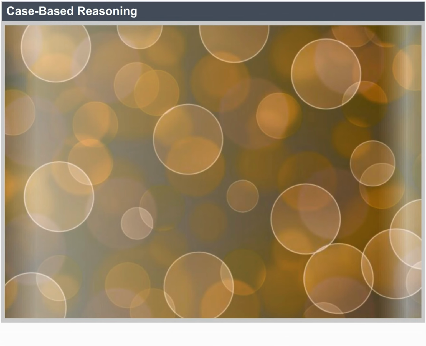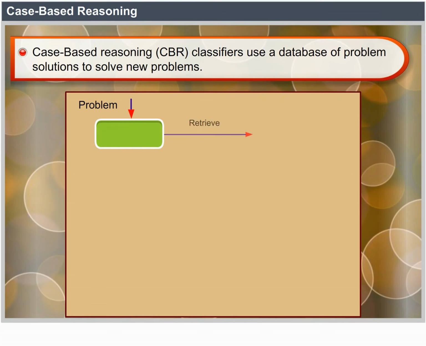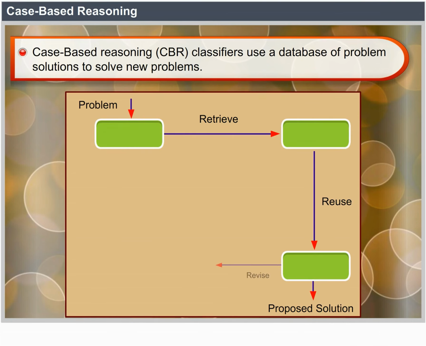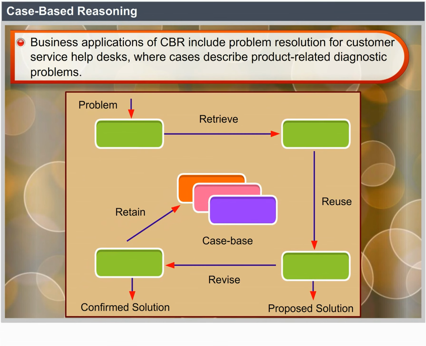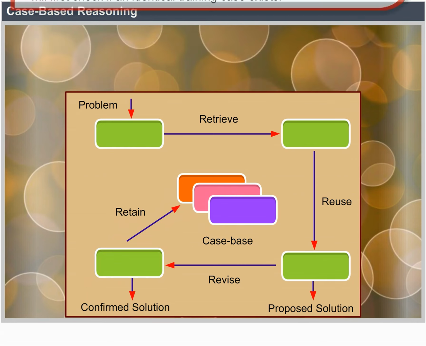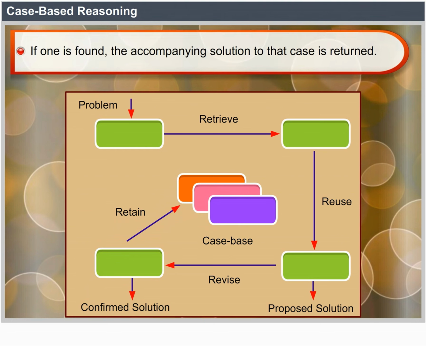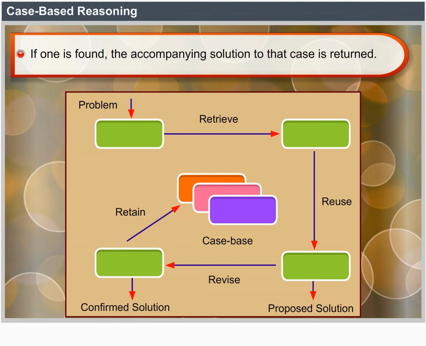Case-based reasoning. Case-based reasoning, CBR, classifiers use a database of problem solutions to solve new problems. Business applications of CBR include problem resolution for customer service help desks, where cases describe product-related diagnostic problems. When given a new case to classify, a case-based reasoner will first check if an identical training case exists. If one is found, then the accompanying solution to that case is returned.